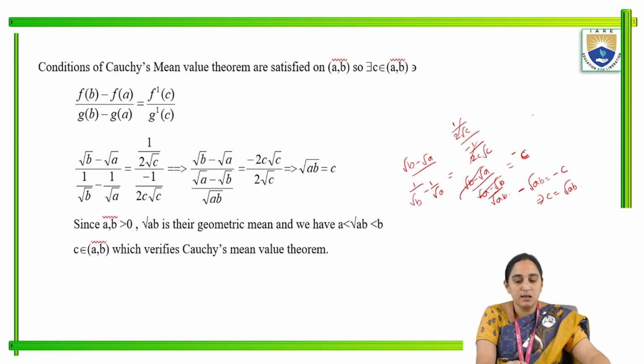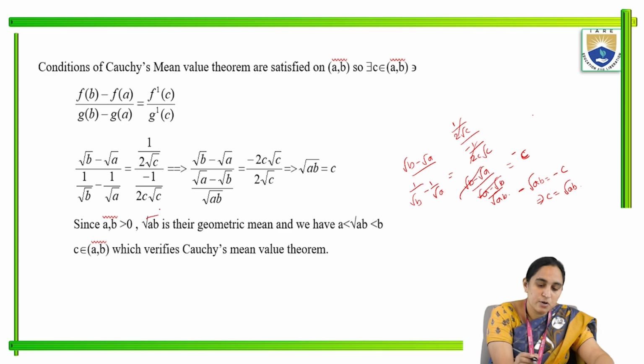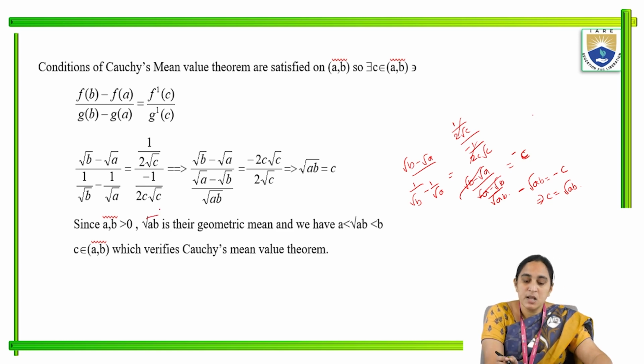Okay, this is the answer by using Cauchy's mean value theorem. So that c is equal to what? Root ab. Therefore, a comma b greater than 0 and root ab is their geometric mean, and we have a less than root ab less than b. Therefore, c belongs to a b, which verifies Cauchy's mean value theorem.